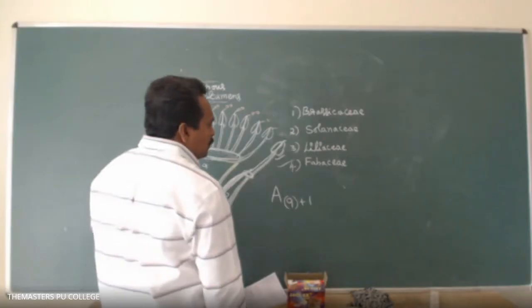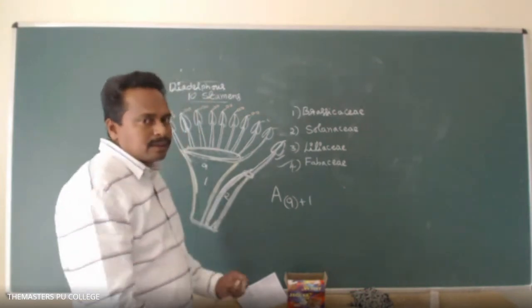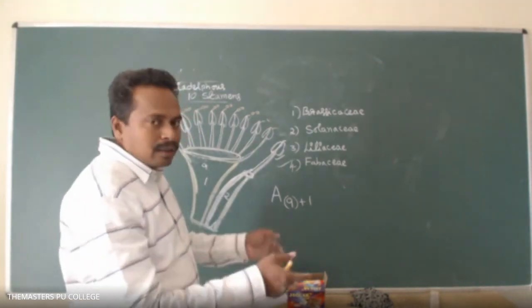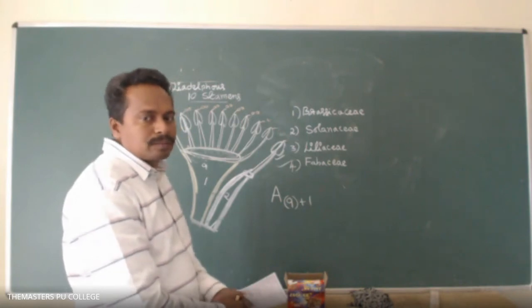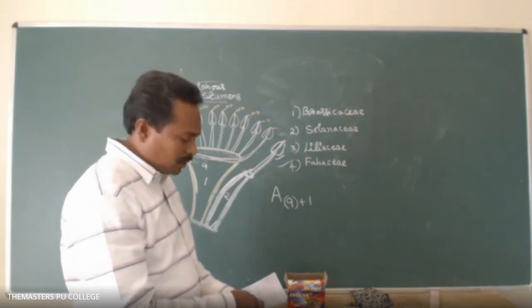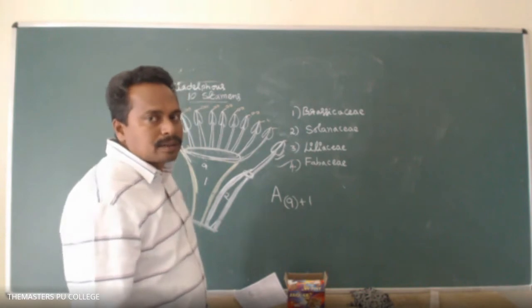Sir, A 9 plus 1 indicates that the 2 bundles are in different whorls, sir. Yes, different whorls. The 9 are arranged in one whorl. 9 plus 1. Okay, is it clear now?